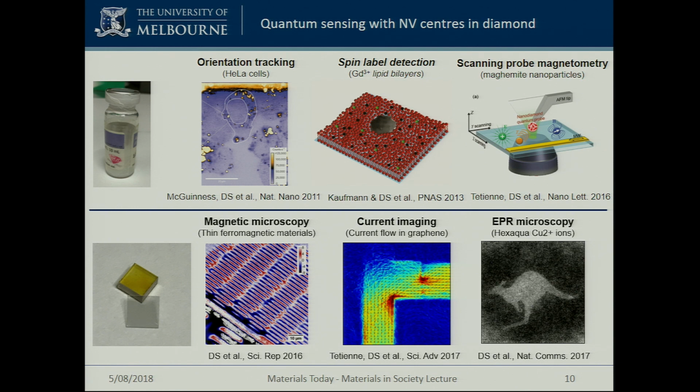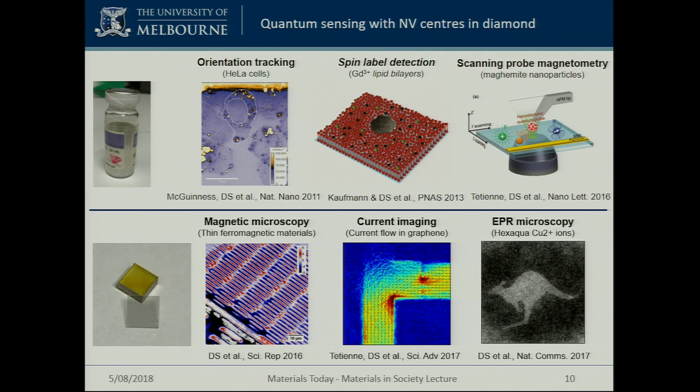So we started off with the proof of principle experiment looking at magnetic domains of hard drives from thin ferromagnetic materials. And more recently, using ODMR, we've been able to image the current flowing from graphene, which is deposited on our diamond substrate. So we can actually watch how the current flows in 2 dimensions through the graphene, and we can see defects and changes in that profile.